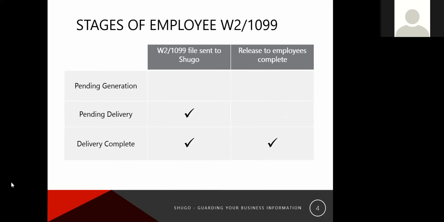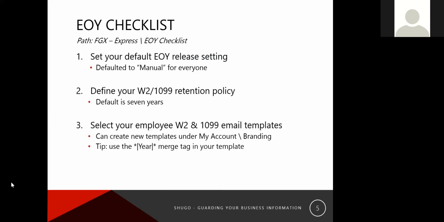Now, to help you, and if you've already been through this in a prior year, you're just going to want to go back and check this out again. We have something called the EOY checklist. You can see I have up here a path on how to get to this within our platform. You go to the FGX Express area, you look for the EOY checklist on the left-hand menu, and you really want to look at these three items, and you want to set these three items.